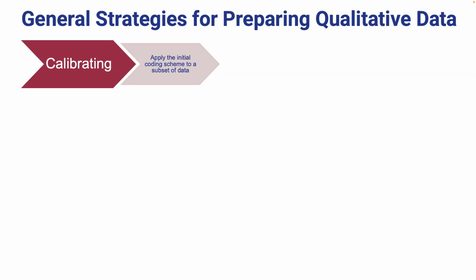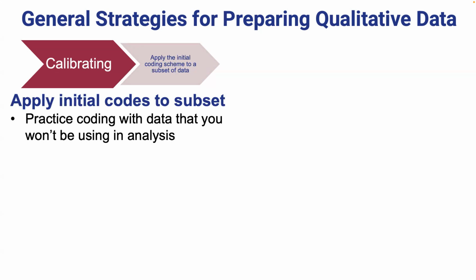Okay, applying the initial coding scheme. This is where you are going to start practicing coding with data that you won't be using in the analysis, so data that you've collected that you don't want to use. What if you don't have one? Here's an example. In my dissertation, we collected data from 6 groups. Then we did a representative case sample where we chose 3 groups, so we had 3 other groups to practice on.